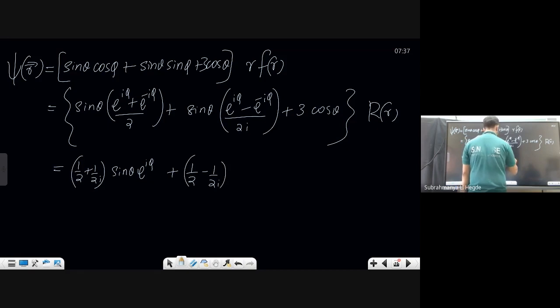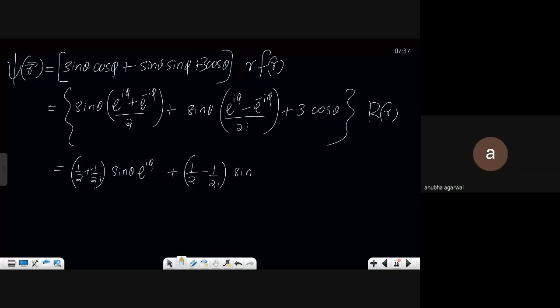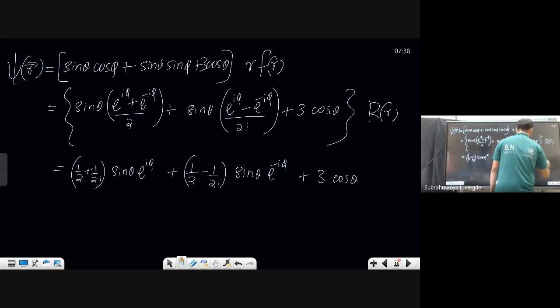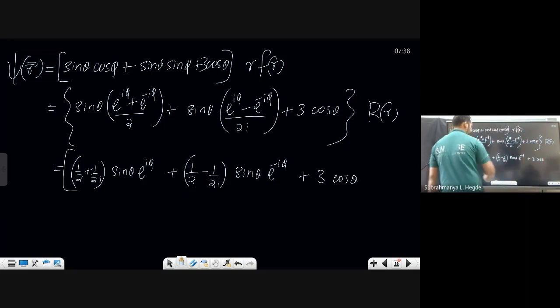So what is this one? Sine theta e^{-iφ}, sine theta e^{-iφ}. I think there may be another better way, but for now, 3 into cos theta. Am I right?